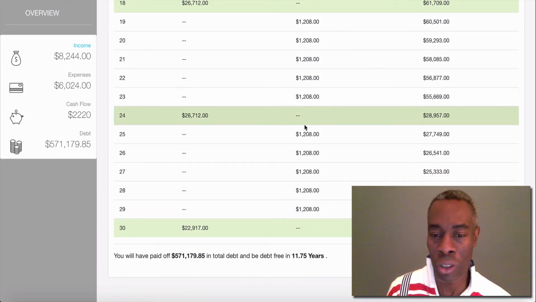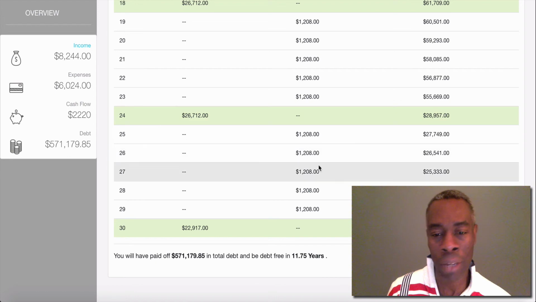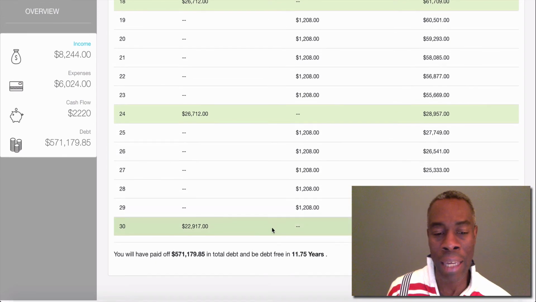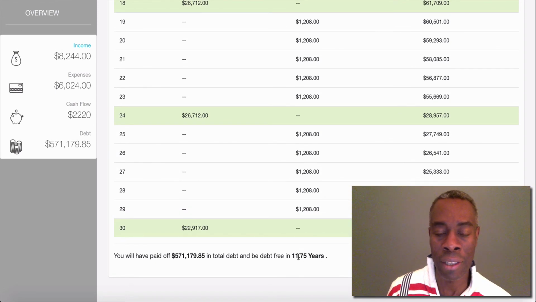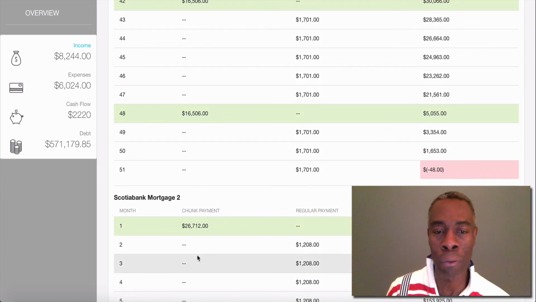Same deal. You just leave your cash flow in and that will pay off your chunk payments, and you keep making the regular payments. And in about 11 years, almost 12 years, you would have paid off over $500,000 in debt. So that's the power of this website that breaks it down for you in really easy to understand months and payments. And that's the power of the Velocity Banking strategy.